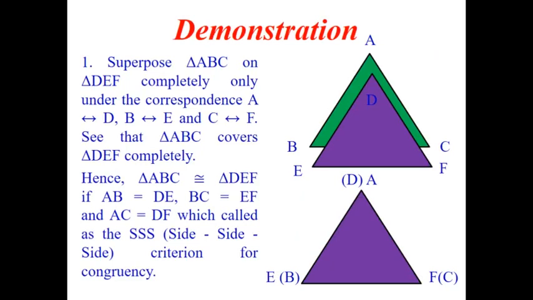Superpose triangle ABC on triangle DEF completely only under the correspondence A to D, B to E, C to F. See that triangle ABC covers triangle DEF completely. Hence, triangle ABC is congruent to triangle DEF, if AB is equal to DE, BC is equal to EF and AC is equal to DF, which is called as the SSS or side side side criterion for congruency.